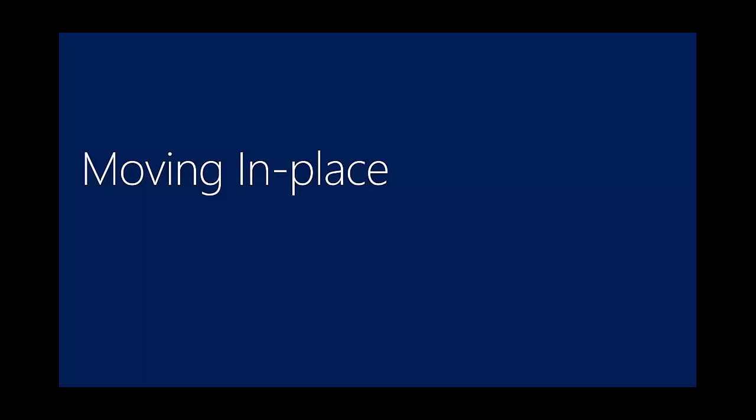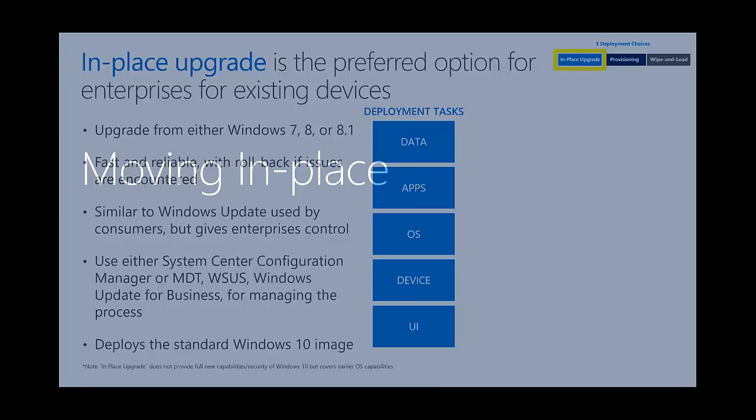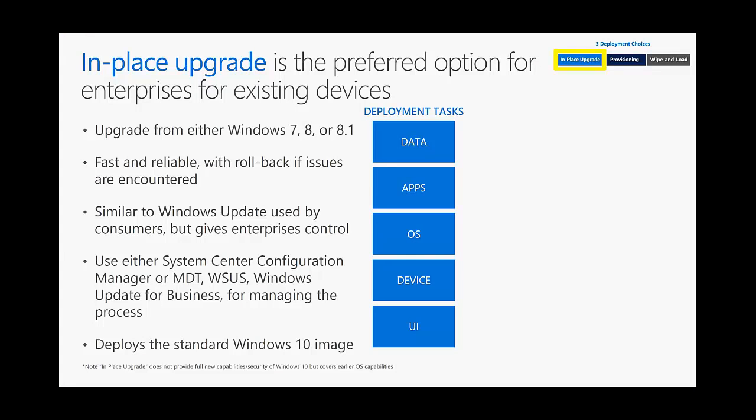Okay, one of the things I'm going to cover is moving into an in-place upgrade. Again, an in-place upgrade is the preferred option for enterprises for existing devices. You can upgrade from either Windows 7, Windows 8, or Windows 8.1. It's a fast, reliable upgrade process. There are really no issues that you may encounter as long as you've tested those apps.